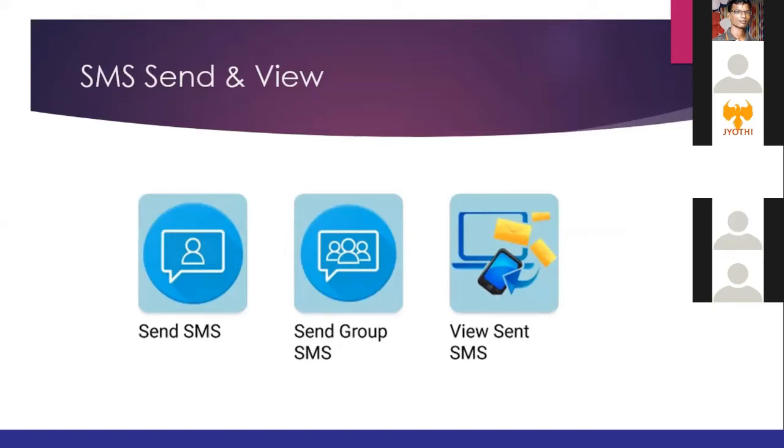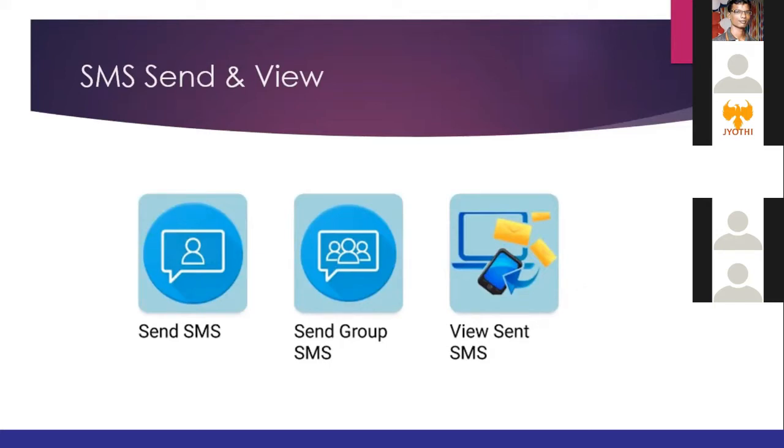In the view sent SMS icon, we can see what SMS we sent today. If we want to see the SMS history, what SMS we sent yesterday, last week or last month, on a particular date, there is a calendar icon on every page.